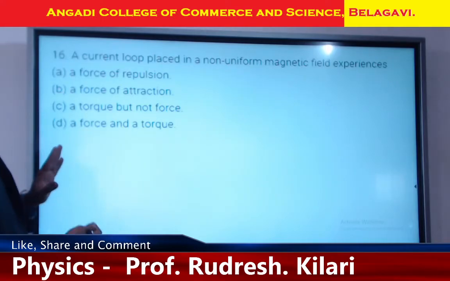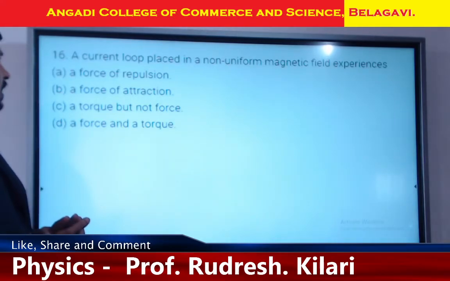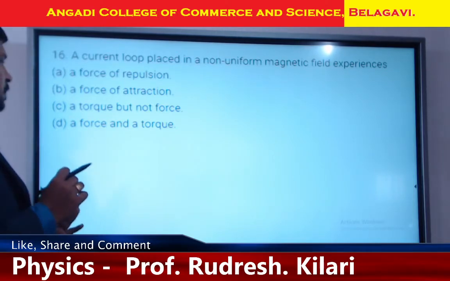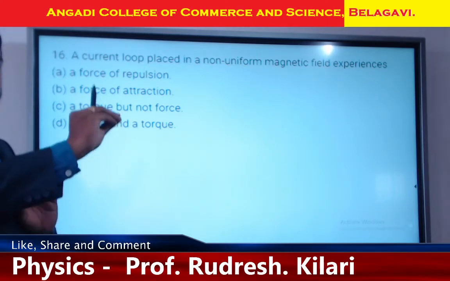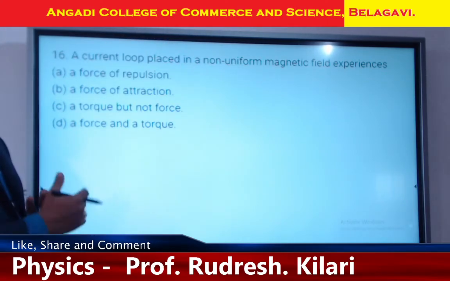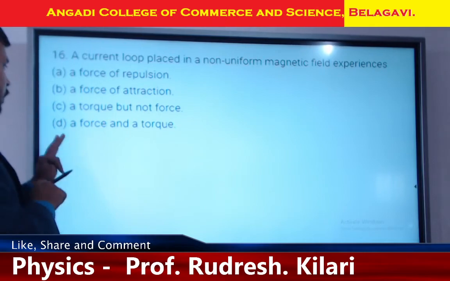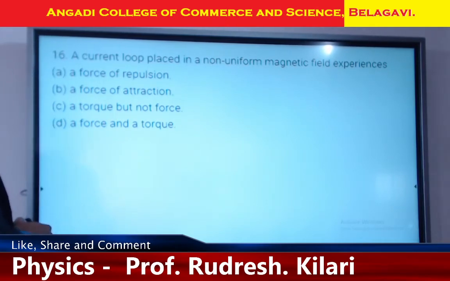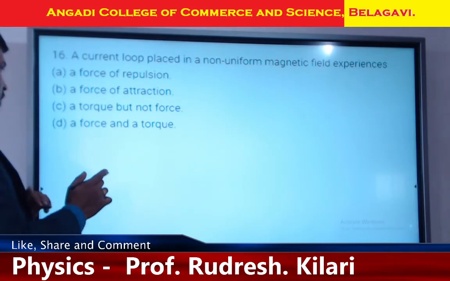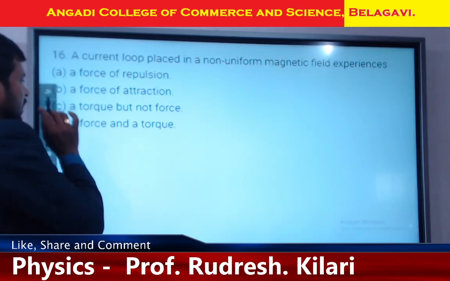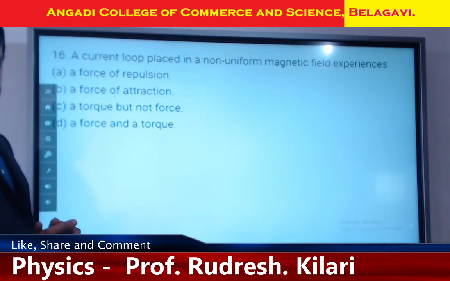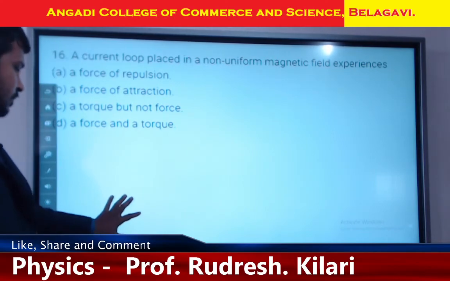Next one. A current loop placed in a non-uniform magnetic field experiences what? See, when a current loop is placed in a non-uniform magnetic field, it will always experience torque and force. Here we check: force and repulsion? No. Force and attraction? Only torque? Always it experiences both torque and force. Okay, students? Okay.